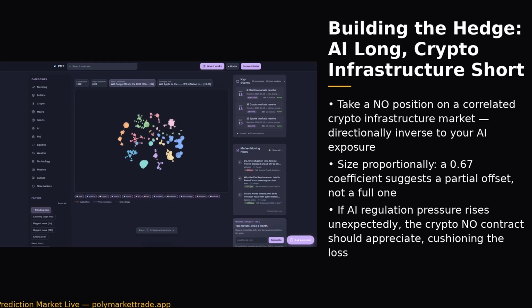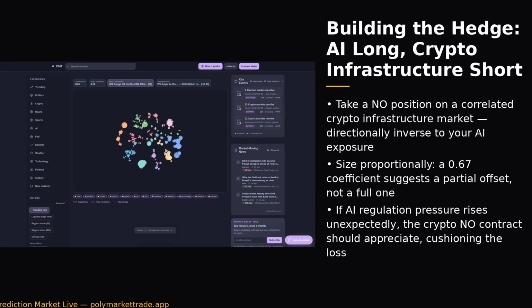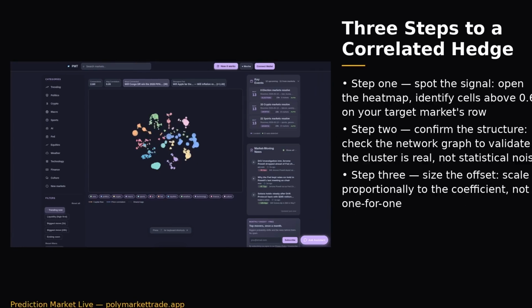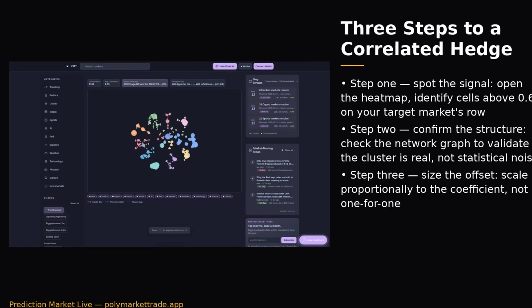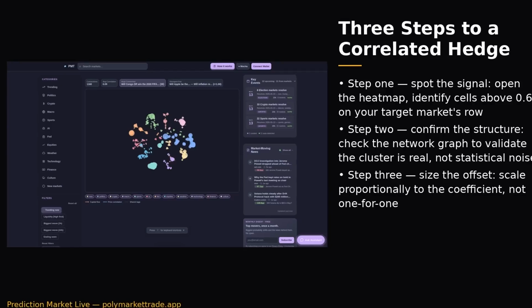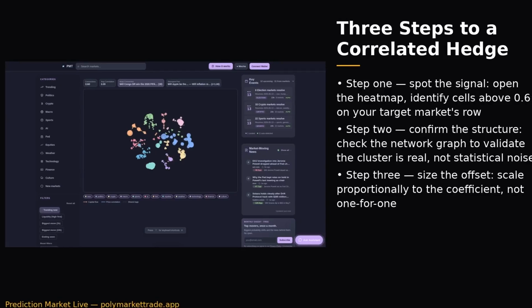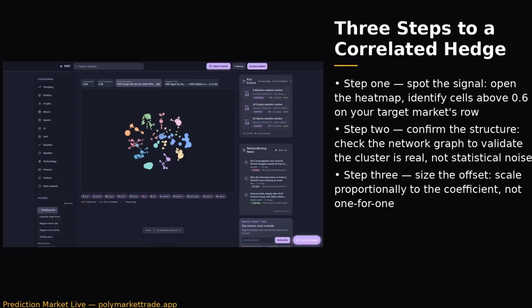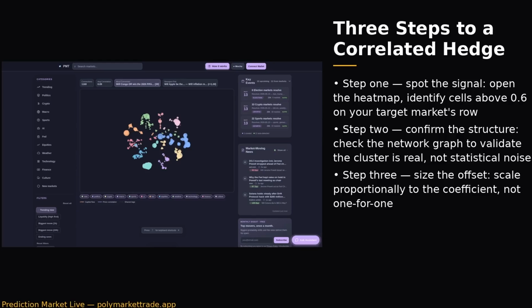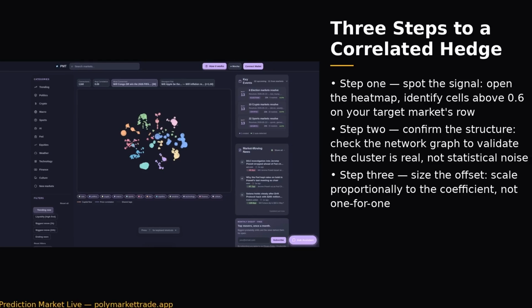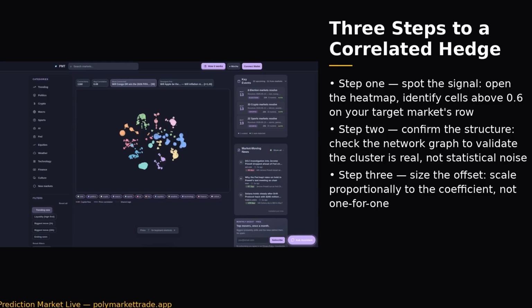The tighter the cluster of nodes, the more those markets share a common driver, a central bank decision, a geopolitical flashpoint, a technology regulatory cycle. When you see a dense cluster, say, 5 or 6 AI and semiconductor markets bound tightly together, you are looking at a category that is pricing the same underlying risk from several different angles. That structural exposure is precisely what the graph is designed to surface.